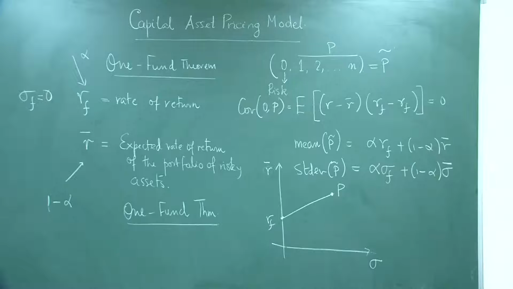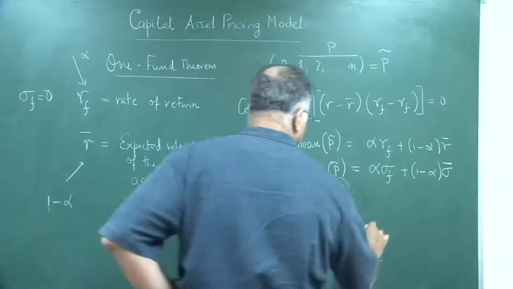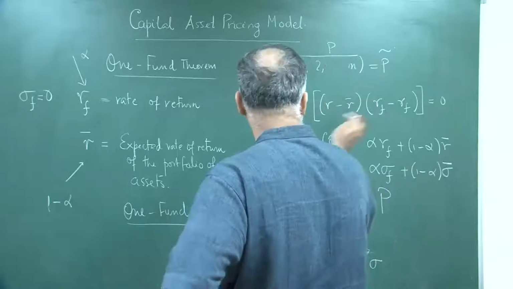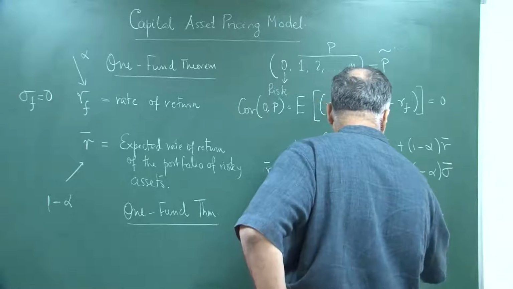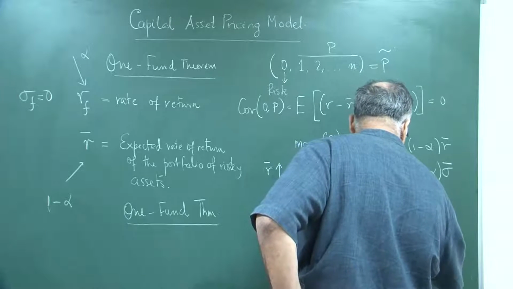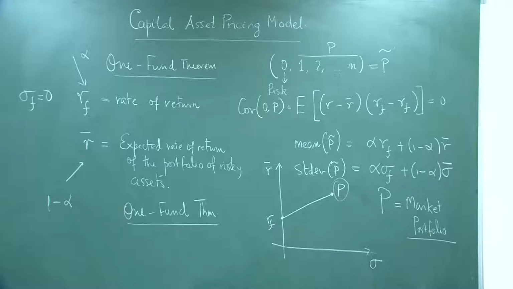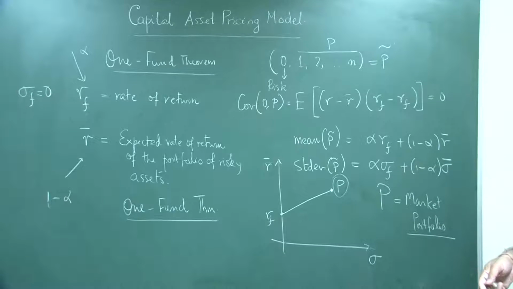Now, the question is what should this P be? This question is answered by the capital asset pricing model. They say that this P, this set of risky assets, must be the market portfolio. It must be the market portfolio, which means you have to invest in all the available instruments, all the available risky assets in the market. So, you cannot say that I will invest in only a couple of them and not invest in others.